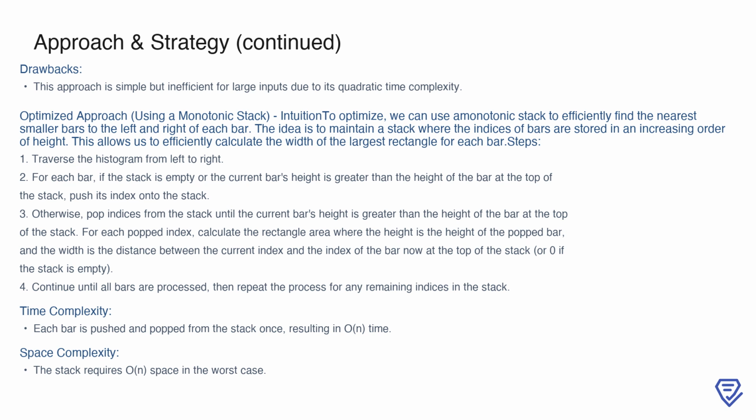If it is, we pop indices from the stack and calculate the area of rectangles formed by the popped bars. The height of the rectangle is determined by the popped bar, while the width is calculated using the current index and the index of the bar now at the top of the stack. If the stack is empty, the width is simply the current index. This process ensures that each bar is pushed and popped from the stack only once, resulting in an overall time complexity of O(n). The stack itself requires O(n) space in the worst case, but this trade-off is well worth the performance improvement.